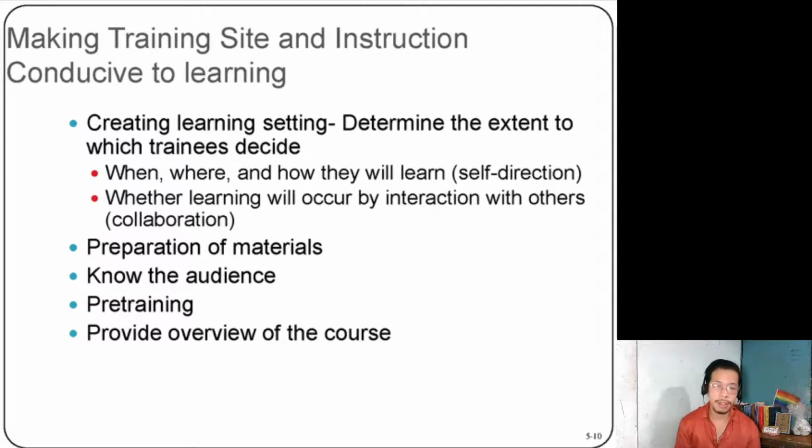So aside from that, you need to prepare the materials. You should know your audience or your trainees. Who are they? Are they executives? Are they rank and file employees, or are they middle managers? So you should know your trainees because different types or ranks in the organization have their own specific ways of working or dealing with things. And of course, it depends on the organizational culture as well.